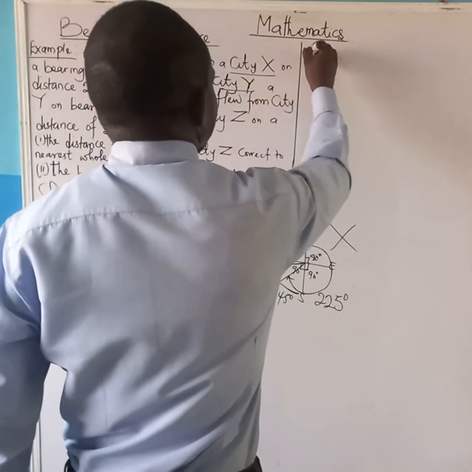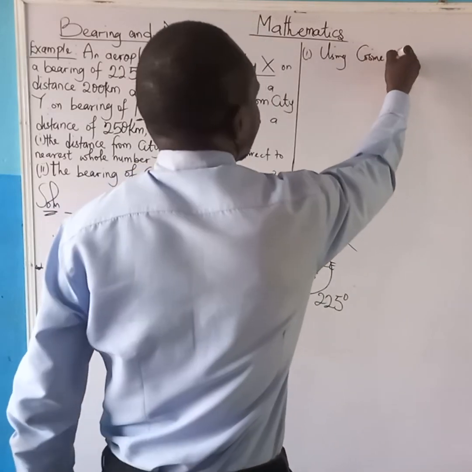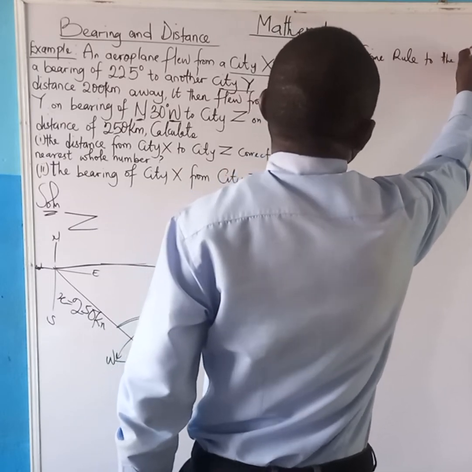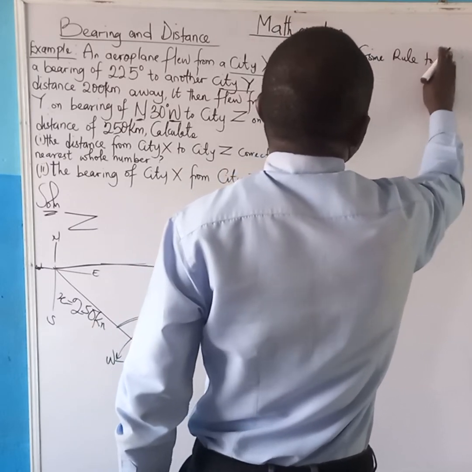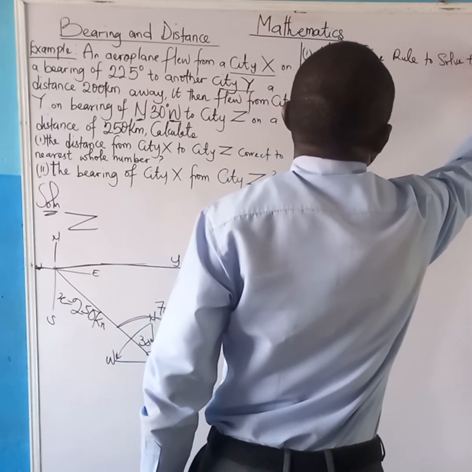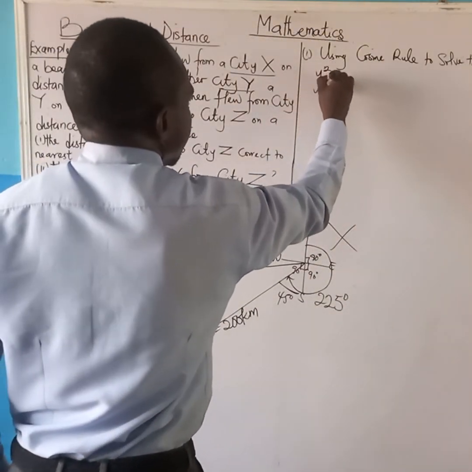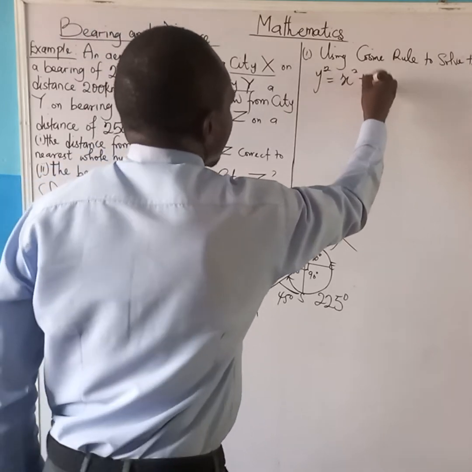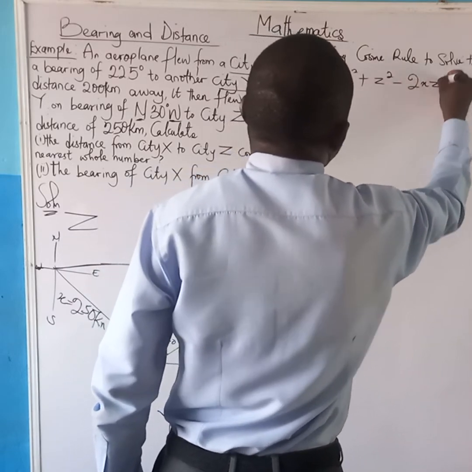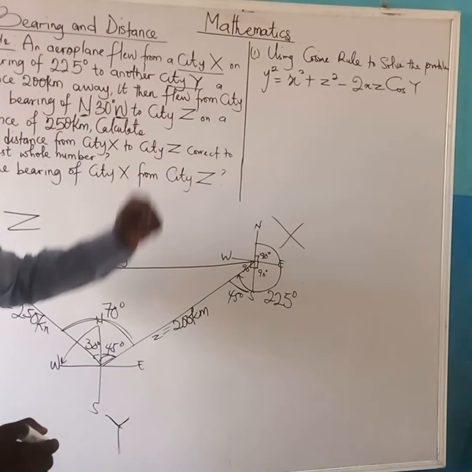is using the cosine rule to solve the problem. To solve the problem, we have to look for y. So we have y squared is equal to x squared plus z squared minus 2xz cos Y. This is the cosine rule.